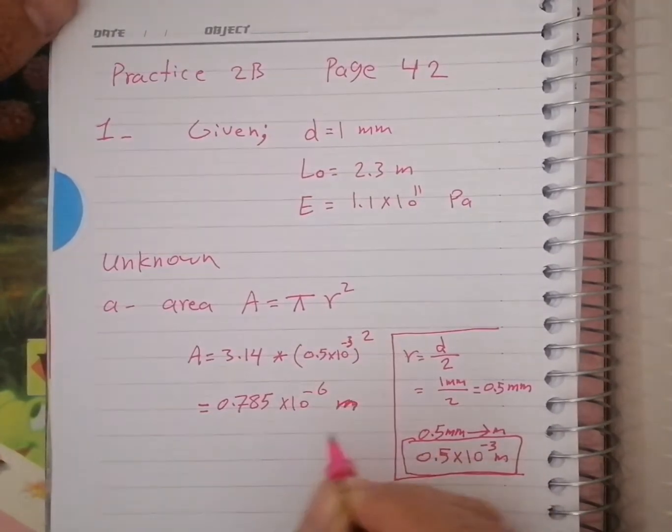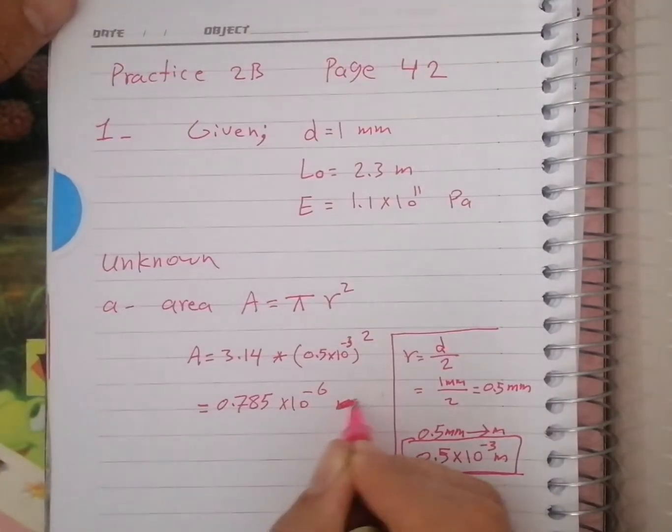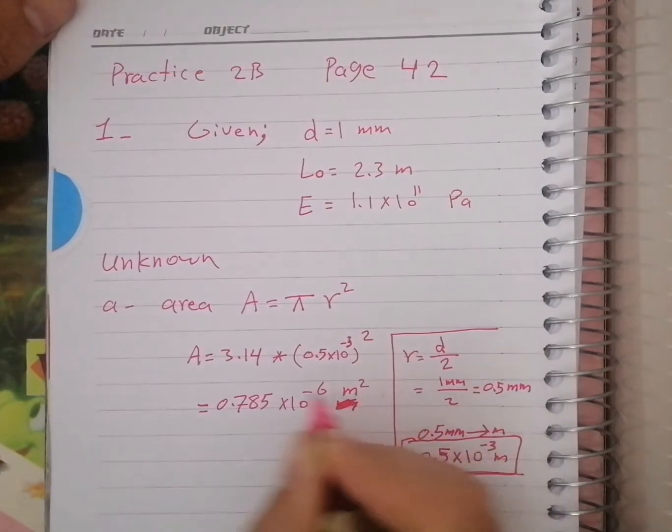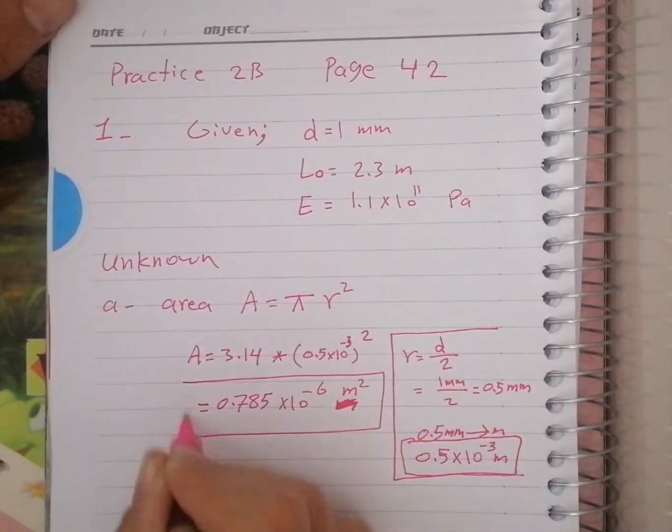Sorry about this ugly meter. This is meter. Right, let me write it down again. Meter, I'll just write it here. Meter squared. So that's it. This is the number that you get.